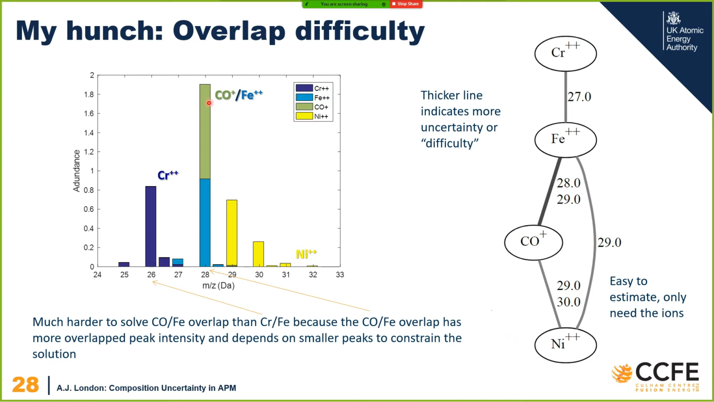So the carbon monoxide overlaps directly with the iron here, and so you could guess that makes it more difficult to solve, as opposed to the 27 peak, the iron chromium overlap. There's very little overlapped intensity here, so there's much less information lost when those peaks overlap with each other, and the overlap diagram captures that. So let's have a quick look at how to make overlap diagrams.